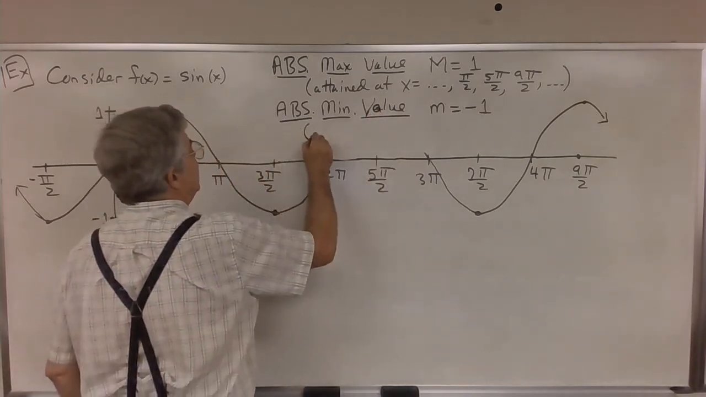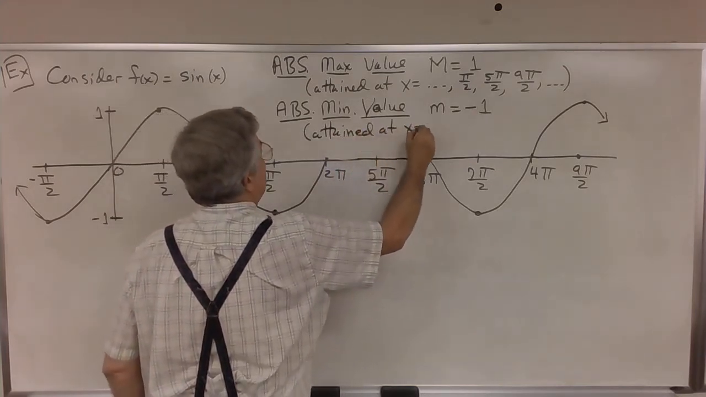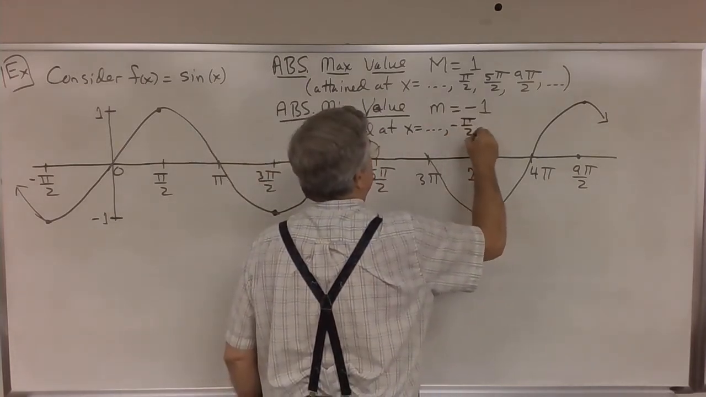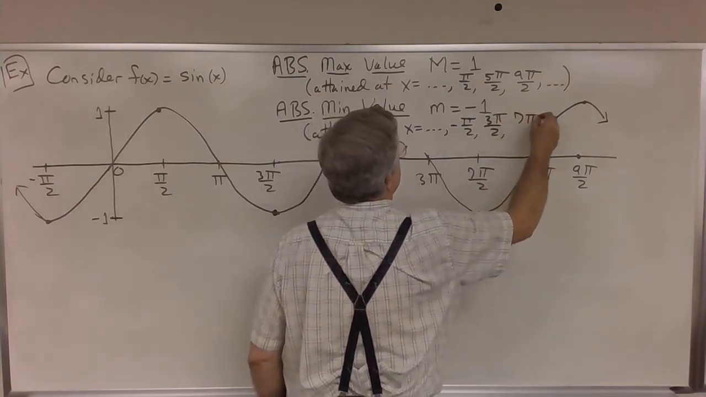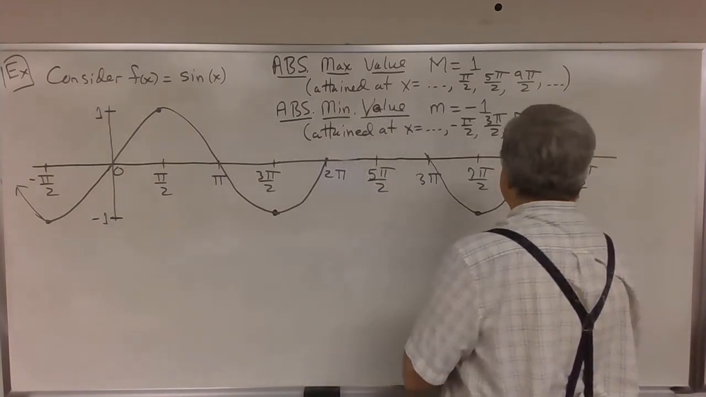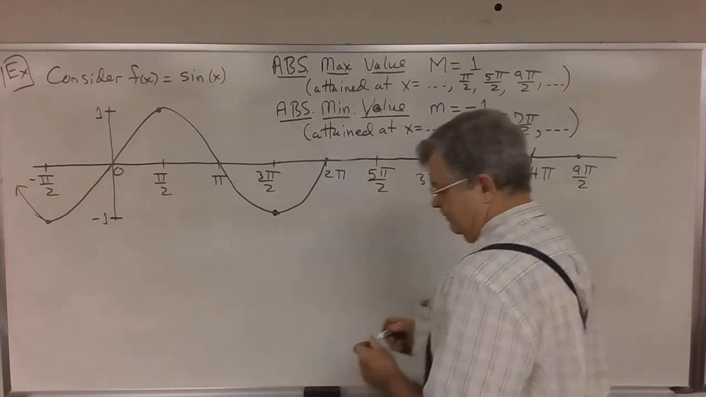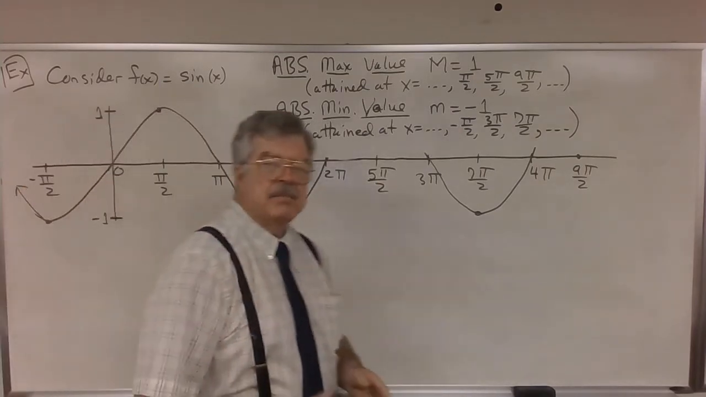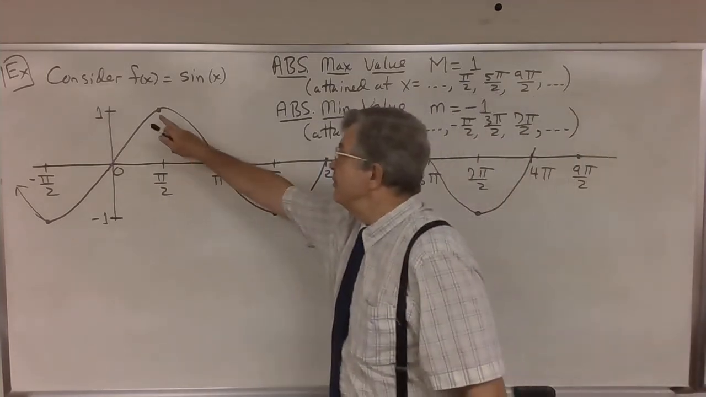And we'll note parenthetically that it's attained at x values negative pi over 2, 3 pi over 2, 7 pi over 2, and so on and so forth on into the sunset. So here's an interesting example because the absolute maximum value is attained in more than one place.